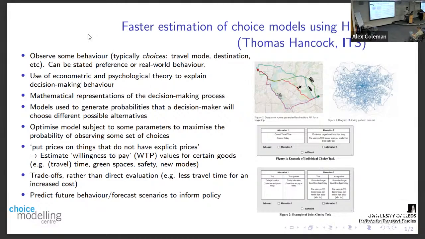So we're trying to understand these trade-offs, rather than make a direct evaluation, because if you say very directly to someone, how much will you spend on this factor, there's going to be all sorts of hypothetical biases. Whereas if you do trade-offs, then you can try to understand how the different attributes of things will relate to each other. And the ultimate goal here is, as I've said, to predict future behavior, and we can then forecast scenarios to inform policy, for example, HS2.